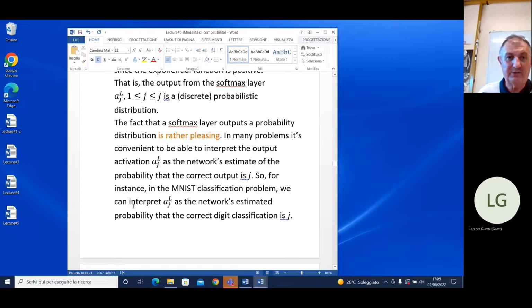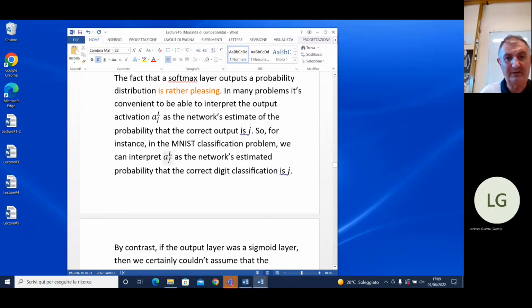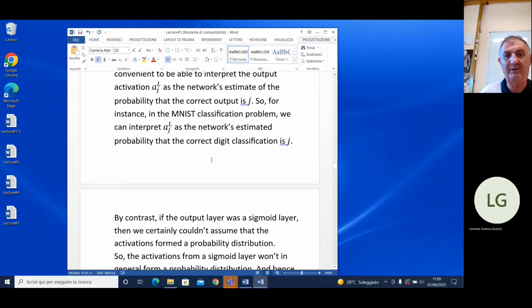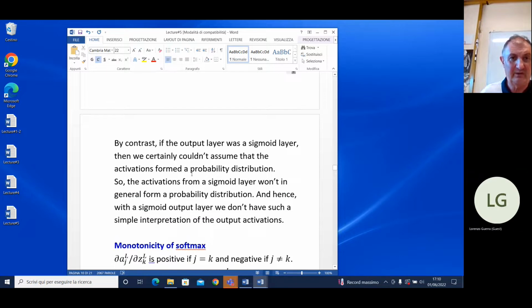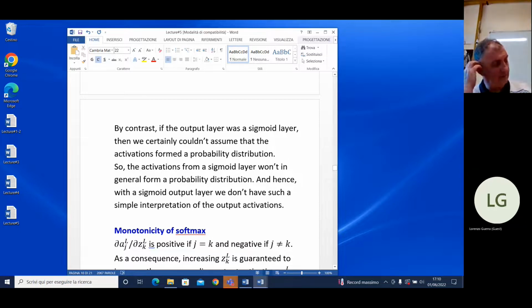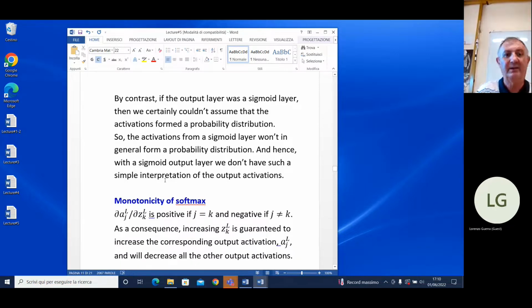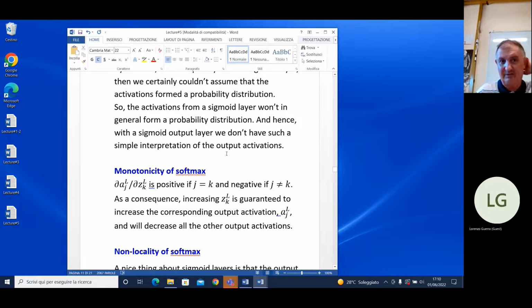For instance, for classification in our first problem, to recognize handwritten digits, we can interpret AJ as the estimated probability that the correct digit classification is J. By contrast, if the output layer was a sigmoid layer, then we certainly could not assume that the activations formed a probability distribution. The cross entropy function is a generalization of entropy in the sense that it does not deal with a probability distribution. Hence, with a sigmoid output layer, we don't have such a simple interpretation of the output activation.